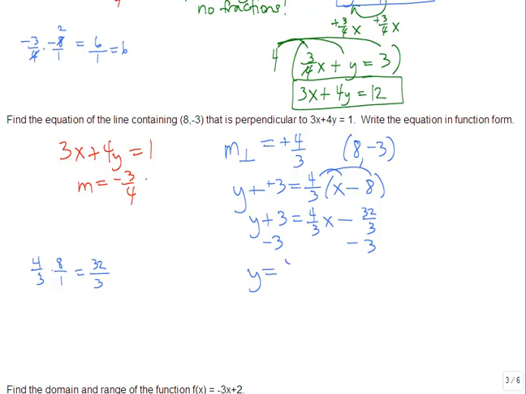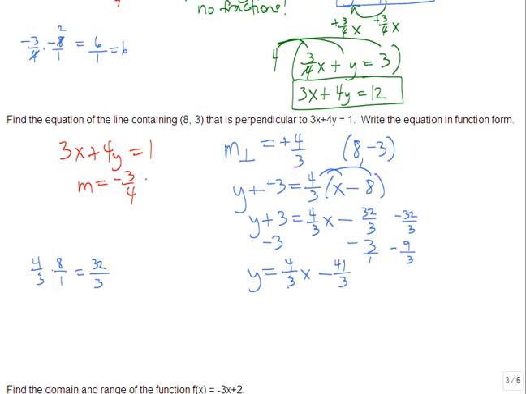So we get y = 4/3 x minus, now 32/3 is a fraction with a denominator of 3. 3 is a whole number with a denominator of 1. So in order to add these, we need a common denominator. So I'm going to use the denominator 3, and 3 is the same as 9/3. So 32 and 9 is 41. So this will be -41/3. You can use a calculator on that as well.